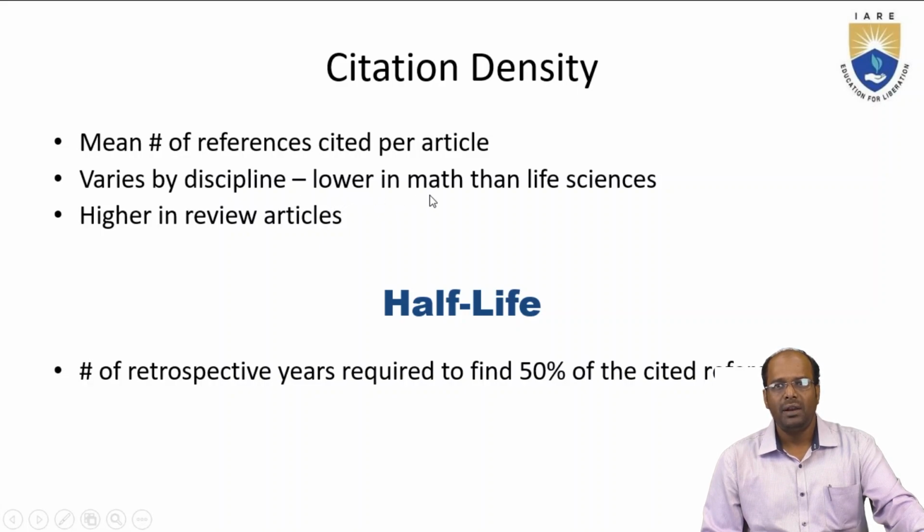it varies by discipline: lower in maths and life sciences, higher in review articles. In which disciplines will we get low citations? Maths and life sciences get very few citations. Which articles get high citations? Review articles in any field get more citations. So citation density depends upon which particular stream you are publishing in, and that also influences the impact factor of the journal.